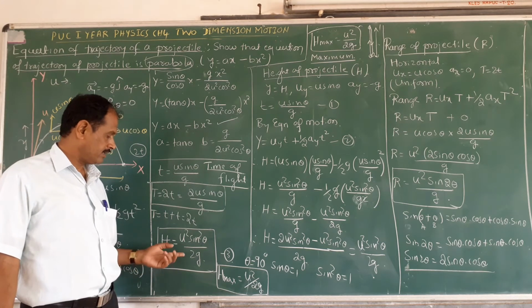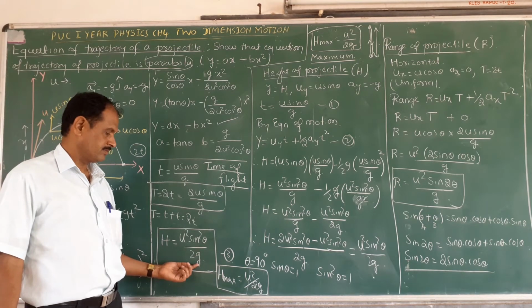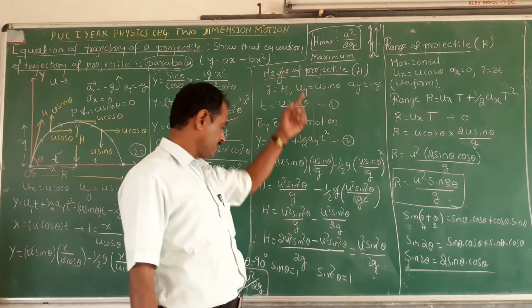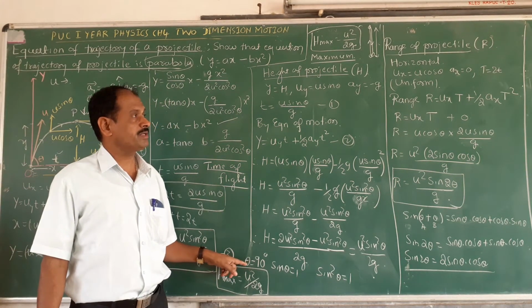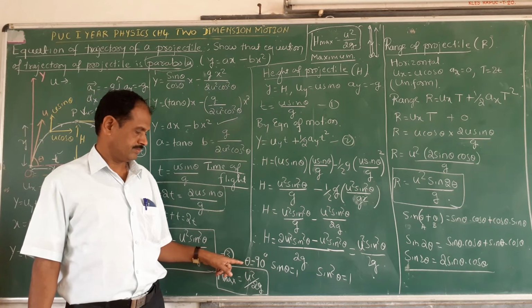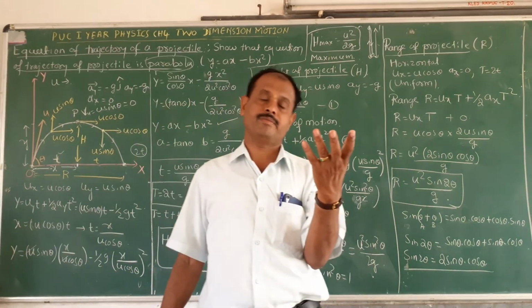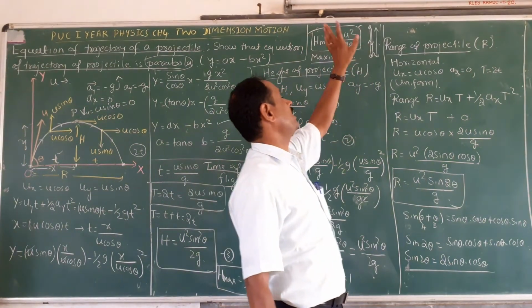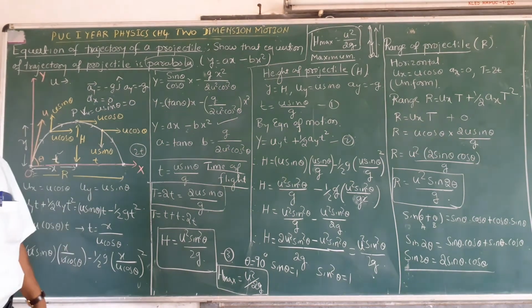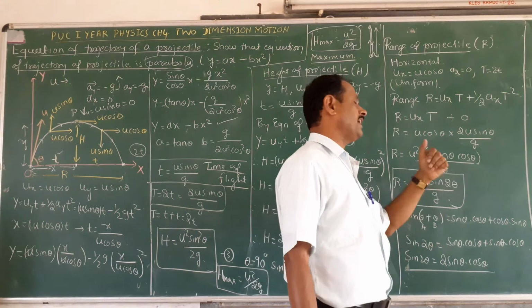Height of the projectile is u square sin square theta upon 2g. For ultimate maximum height, theta is equal to 90 degrees. It is the condition for ultimate maximum height. The angle of projection is 90 degrees. Then the ultimate maximum height of the projectile is u square upon 2g. Then what is the condition for the maximum range of the projectile?